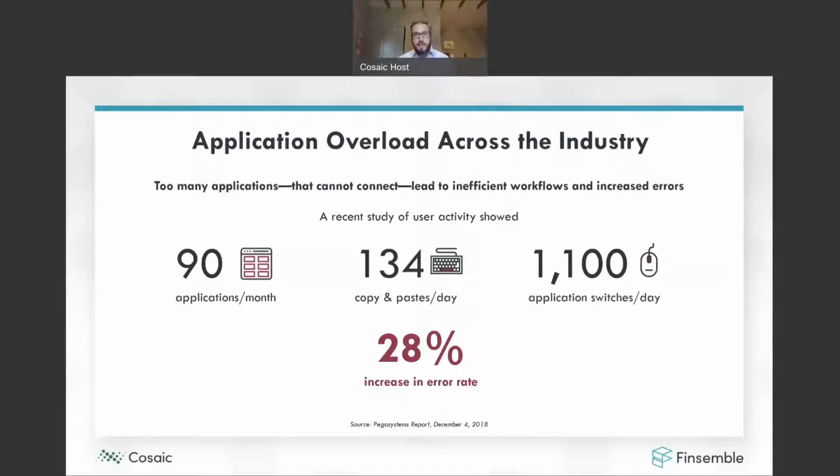The bigger problem in my mind is that these users that have so many applications have a demonstrably higher error rate. They're making mistakes because of all this rekeying of information, the mental context switching that goes along with the application context switching. So that 28% increase in error rate is a real problem. And I would argue that in capital markets, it's even more severe than any other industry because our mistakes are very expensive mistakes. So we want to try to solve for this.